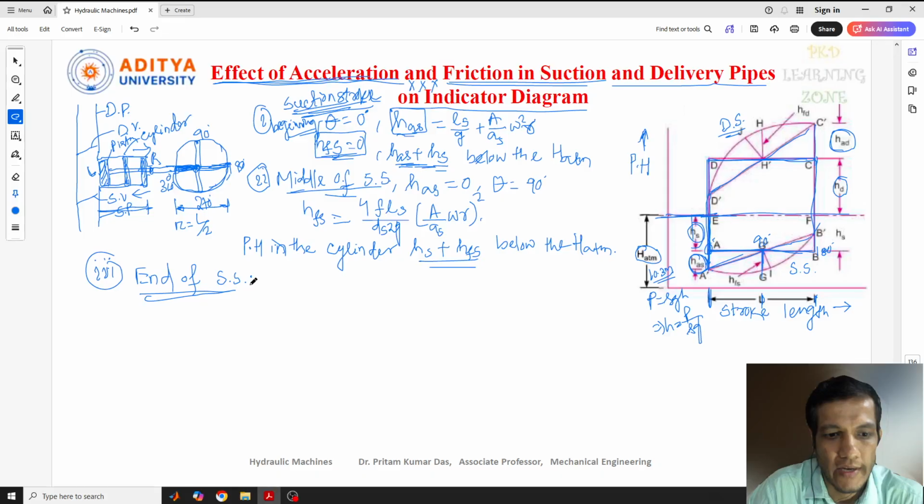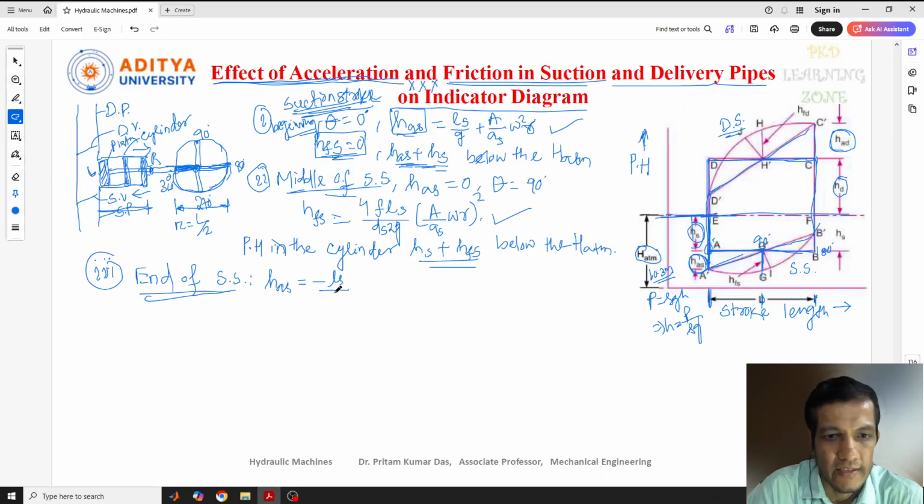At the end of the suction stroke, we can write the same thing. Again, we need to find at this point what is the effect of acceleration here. So at this point, acceleration HAS will be minus, because sin theta and cos theta have different values. If you put the value of theta, we'll get minus here. These things we have already found in the previous equation, that's why I'm writing directly here.